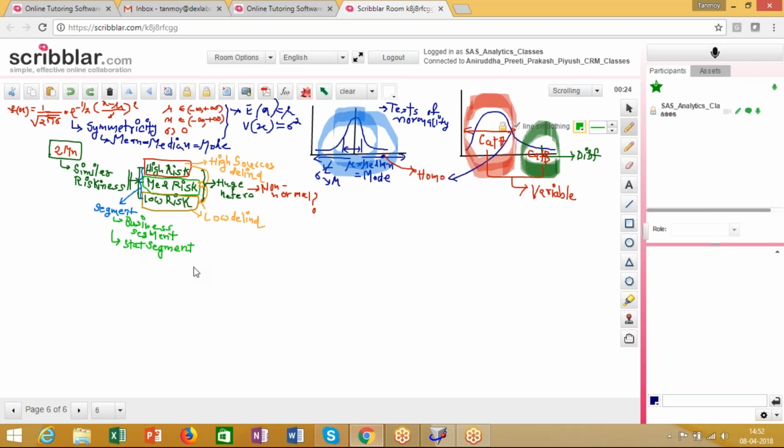Now over here, when we are doing this, there are certain important things that we need to understand. The objective of these segments is to create homogeneous groups of observations which are similar in terms of riskiness. And when you do this, you know that you have ensured more or less normal distribution within the segment.